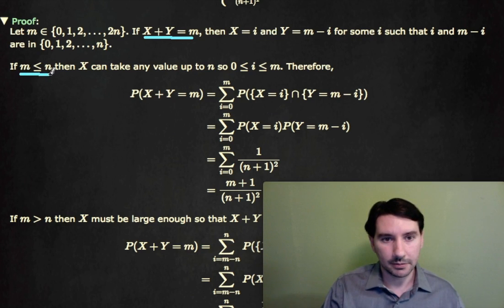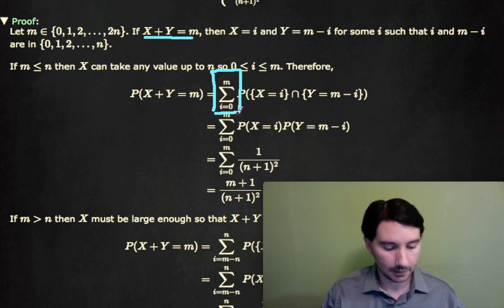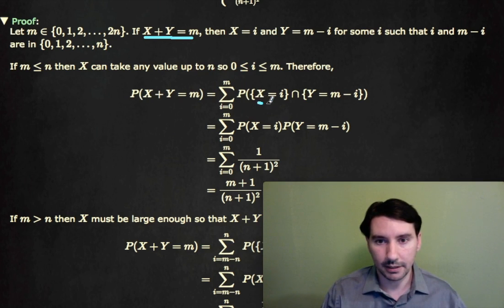If m is less than or equal to n, then X can take any value up to m, because Y can be at least 0, so it's going to be m plus 0, which equals m. And so the probability X plus Y equals m is the sum from i equals 0 to m of the probability that X equals i and Y equals m minus i. So we're looking at all possible combinations of X being a number from 0 to m and Y being the other number that when added to X gives you m.